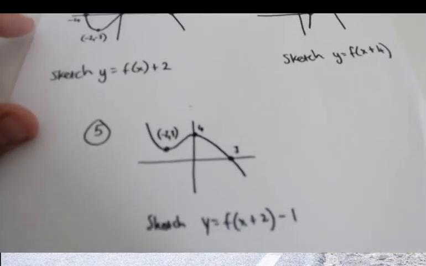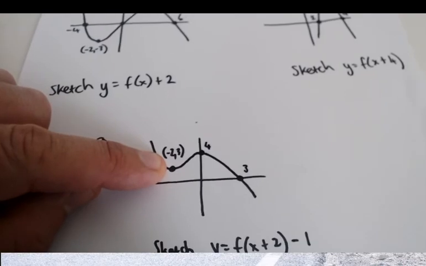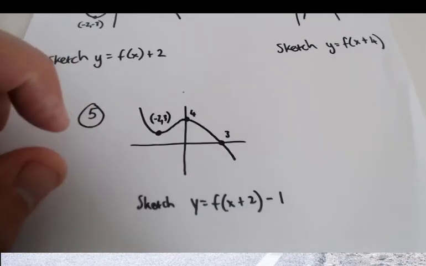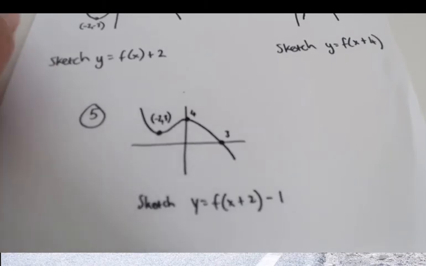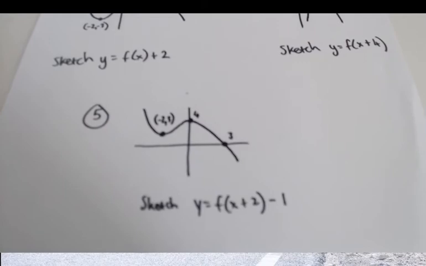And finally number 5, it's a combination. That is the point minus 2, 3, in case you're wondering with my dodgy little writing. And you've got to do f of x add 2 minus 1. So hit pause if you need to go back and rewind anything and look at what I've done, then do it, and then we'll get on and answer these in a wee minute.